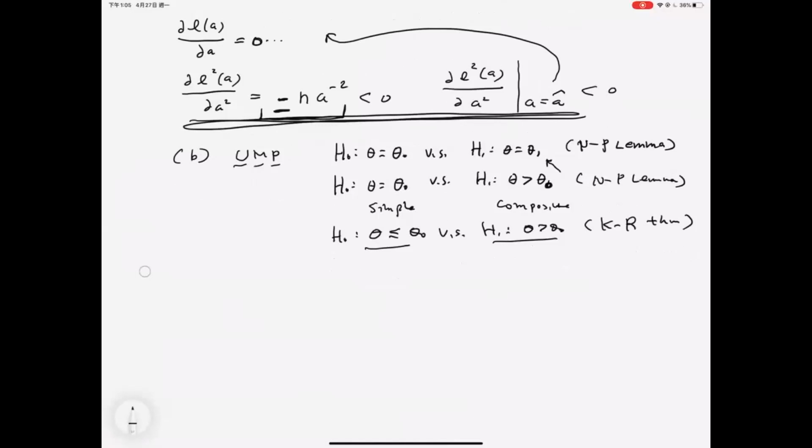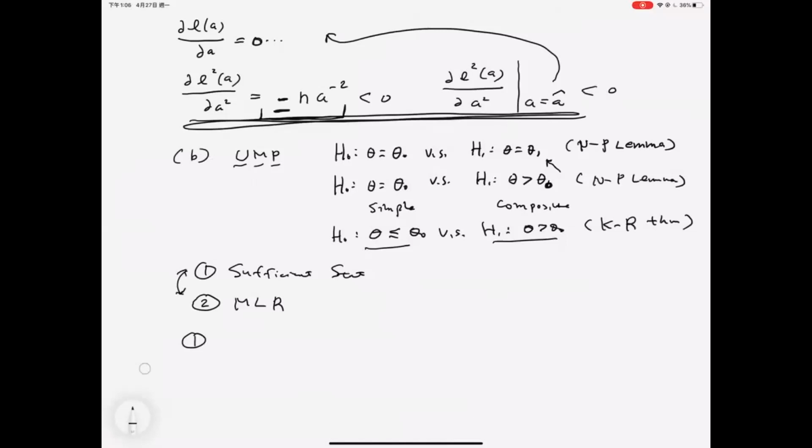What the Karlin-Rubin theorem told you is, number one, you need to find a sufficient statistic. Number two, and most importantly, you need to show that your PDF has the monotone likelihood ratio property. Based on these two, point number one is: how do I find sufficient statistics? Remember, I can use either the factorization theorem or the exponential family, which is the easiest way to do so.